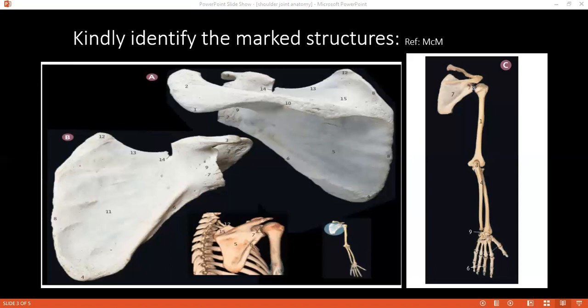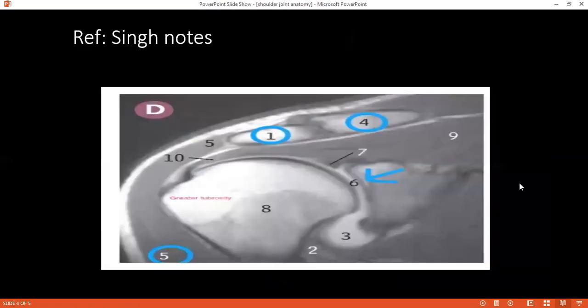Very good. Okay, can you please tell me what are you looking at now? This is the arthrography of shoulder joint, MR arthrography. Which view, please? It says coronal oblique view. Can you identify number one? Number one is the acromion process.